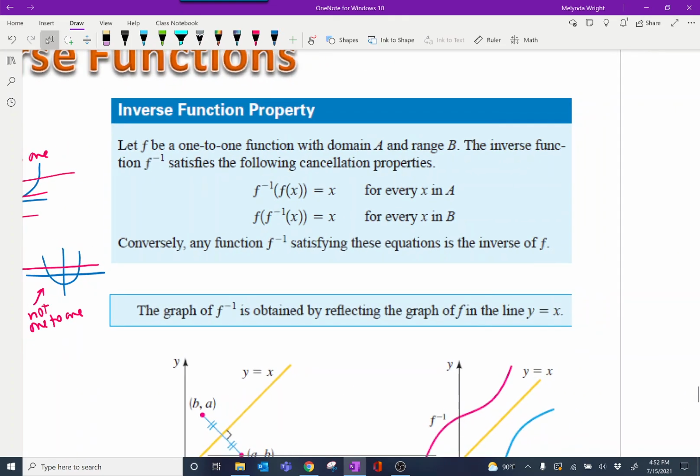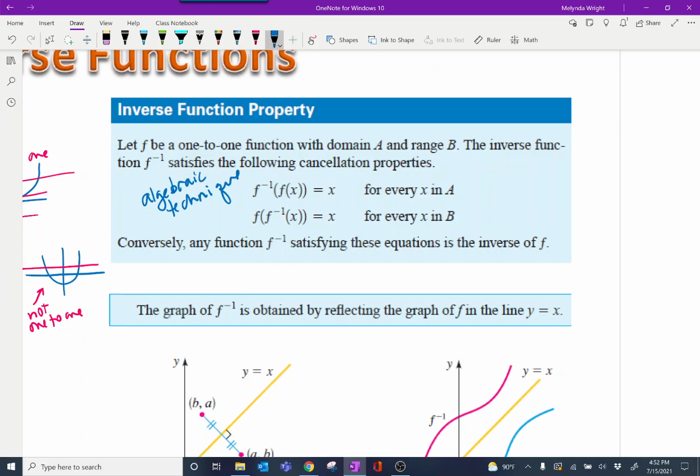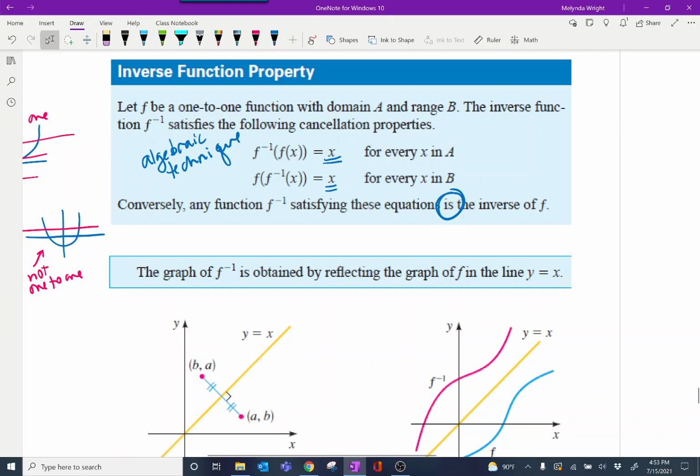So how could you tell if a function is an inverse of another? Is there a way to do that? There is. This is an algebraic technique. If we do a composite, remember our lesson on composite functions? If we do f inverse of f of x and get x once everything is simplified, or we do the reverse, f of f inverse of x, and get x, then they are inverses. The equations are inverses of each other.